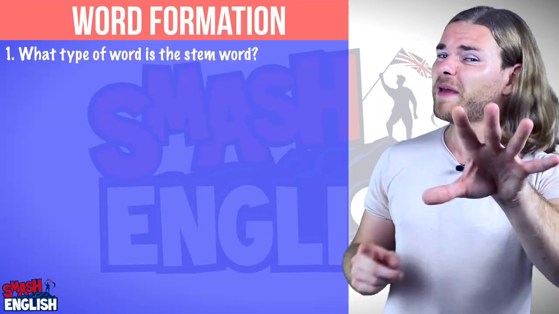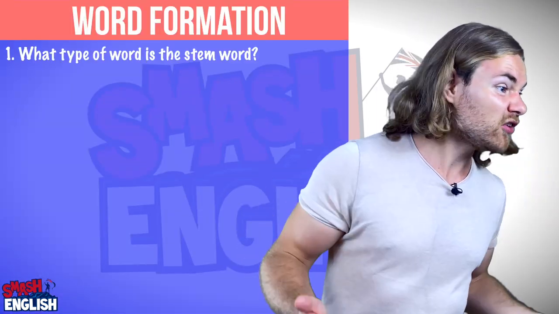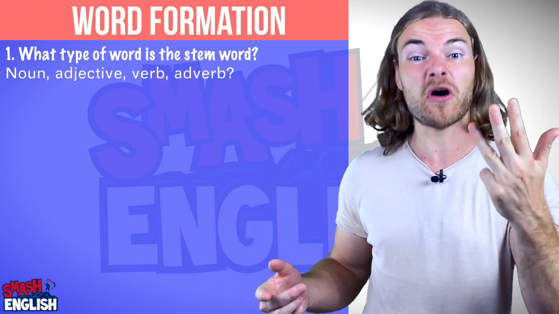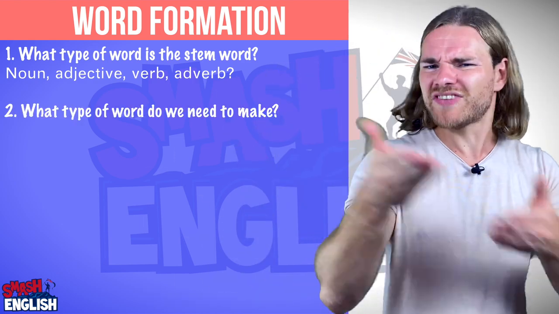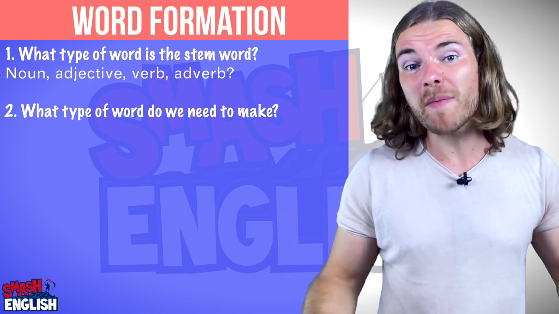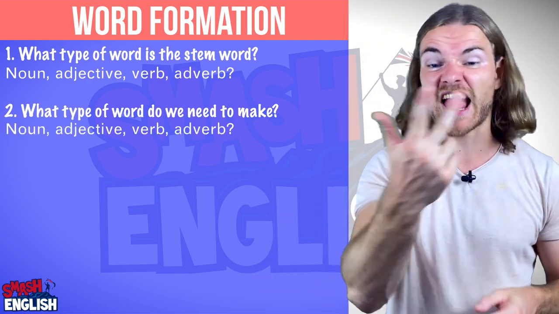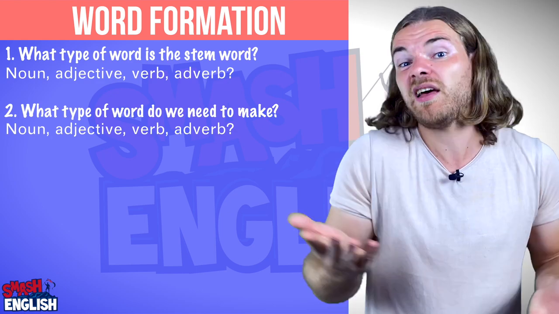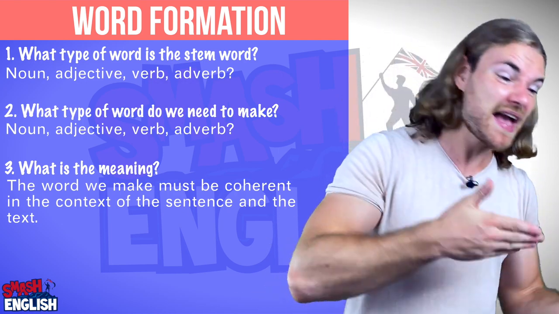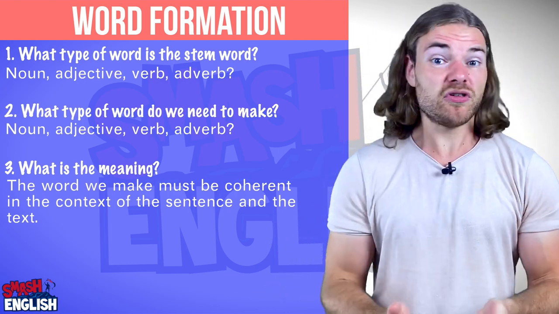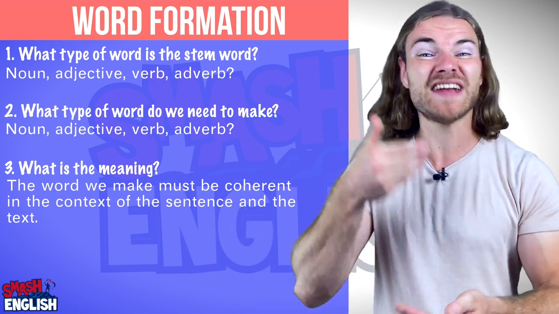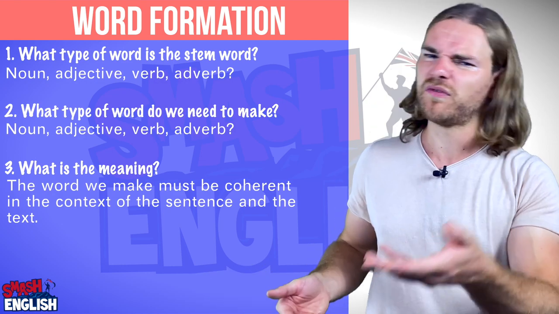Number one, you should be asking yourself, what type of word is the stem word? Is it a noun, an adjective, a verb, or an adverb? Number two, from our sentence, what type of word do you think we need to make? Do we need to transform our stem word into a verb, a noun, an adjective, or an adverb? Number three, what is the meaning? We need to make sure that the word that we make makes sense in the sentence. This means that we might need a plural noun, or we might need to add a positive or negative prefix to an adjective, for example.